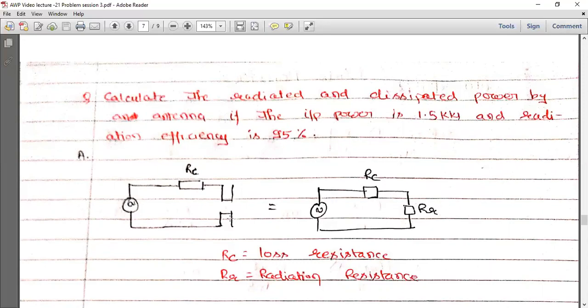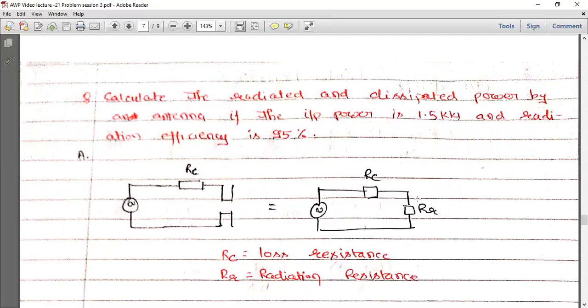So we can consider the condition where a source is connected to an antenna. The antenna has two resistances. One is R_C, the loss resistor, and R_R is the radiation resistance. Now, since some power is supplied, some of the power gets dissipated across R_C. This is the power loss. And the remaining power is dissipated across R_R, the radiation resistance, which we consider as useful for us.